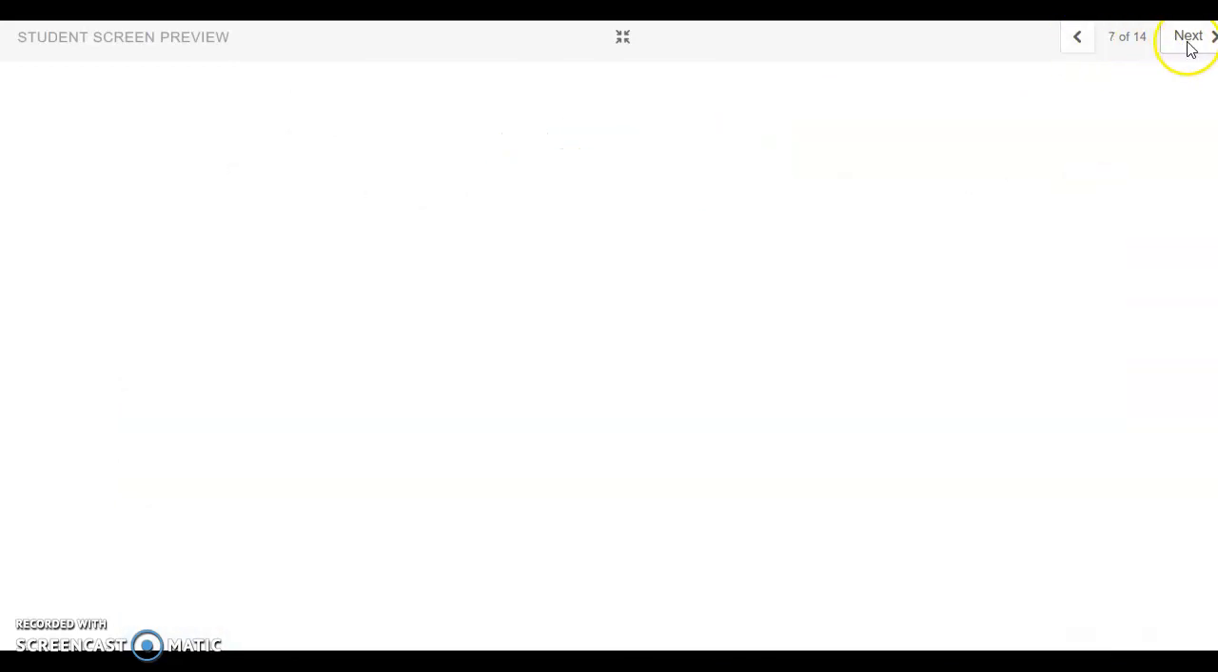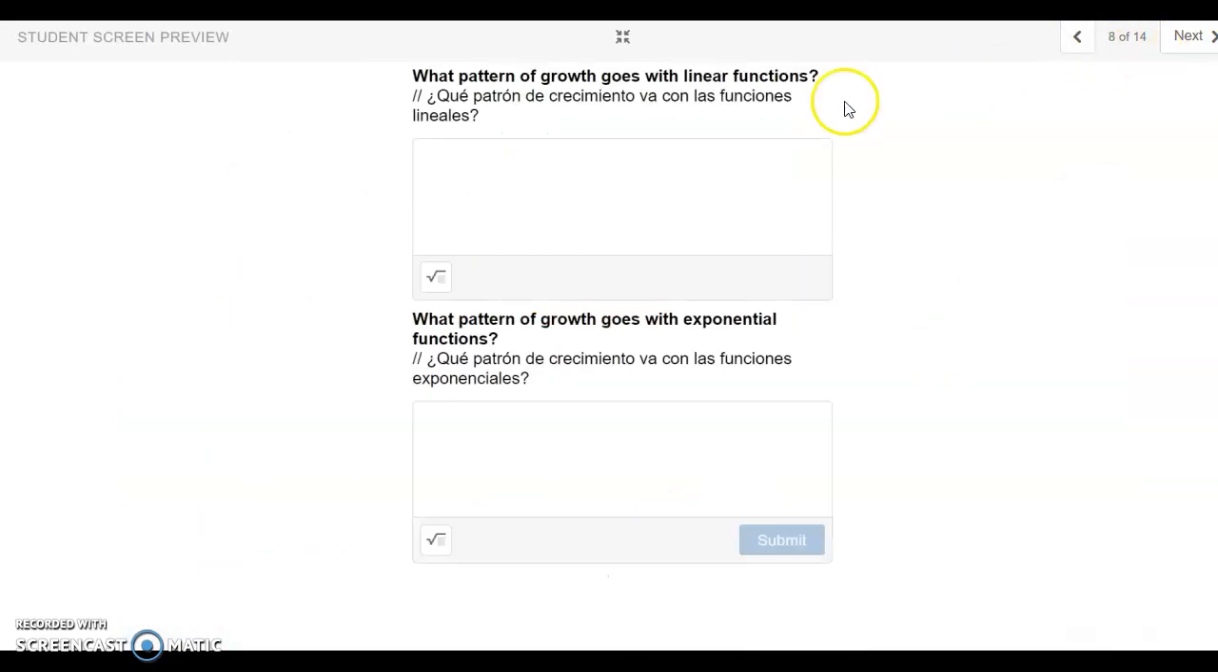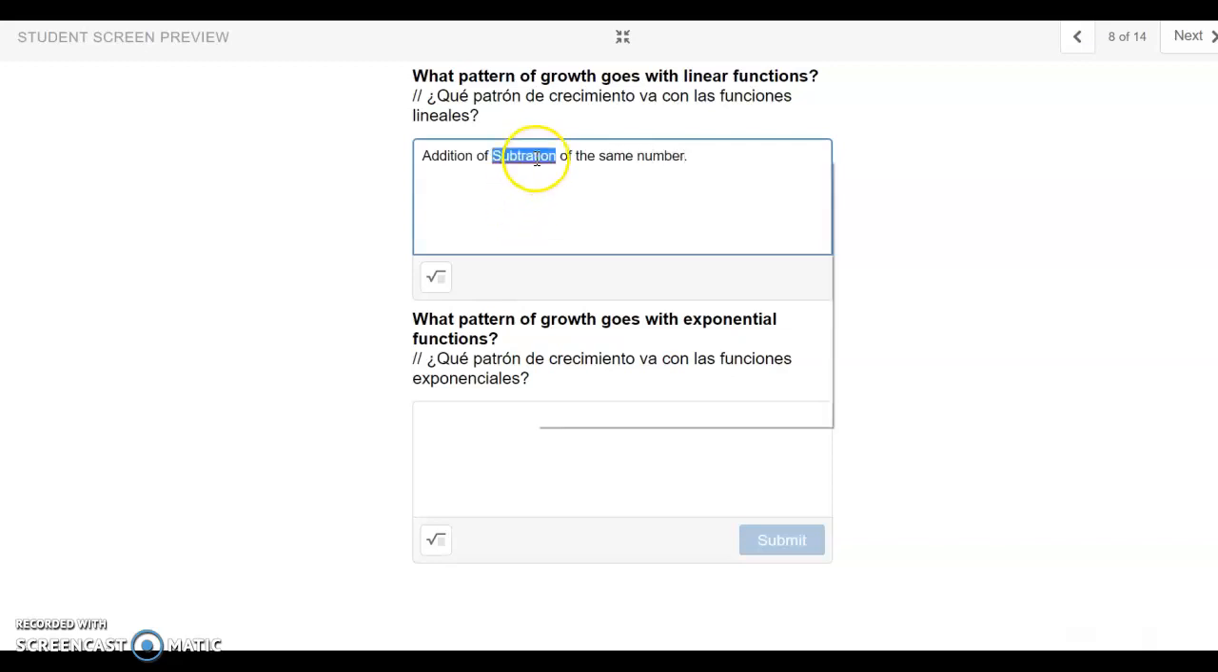Here's our goal for today, slide 6, slide 7, our agenda. We're going to start right out with this idea of what pattern of growth goes with linear functions and what pattern of growth goes with exponential. What's the pattern? Well, this is an addition or subtraction of the same number, right? So we could go up by adding 1/2, 1/2, 1/2, 1/2, or adding 10, or subtracting 3. But whatever it is, it's consistent, and we call that the rate of change. It's also called the slope, right? And it's consistent.